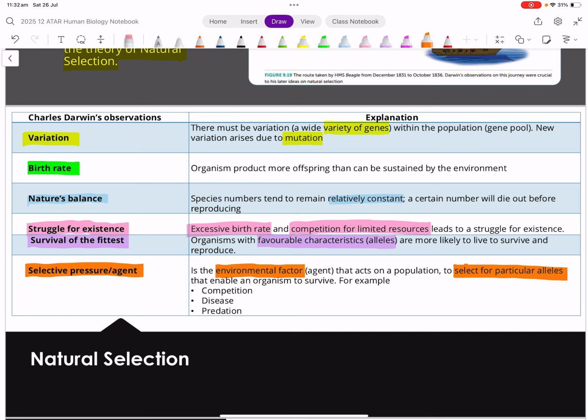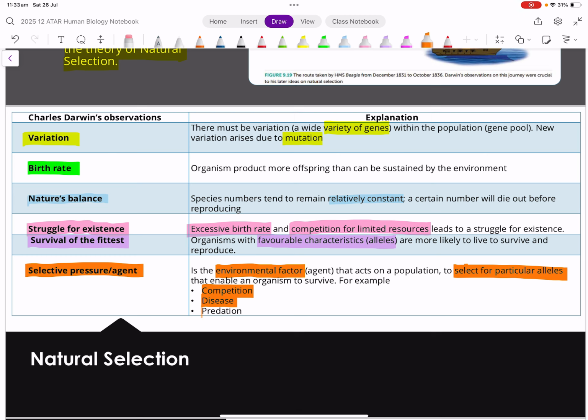So, for instance, when we spoke about the struggle for existence a moment ago, we said that competition for limited resources like food, water, shelter is a really big issue, and it causes this struggle for things to survive. It's also an example of a selective pressure. Disease is another one, commonly found in populations where those who have alleles which allow them to better cope with and survive particular diseases will survive. Those who don't will die out and not be able to reproduce.